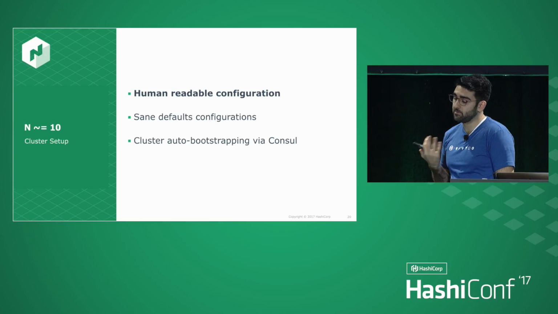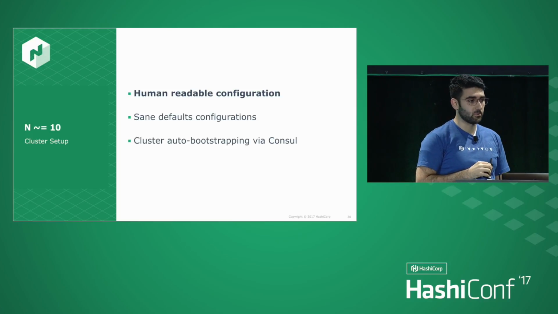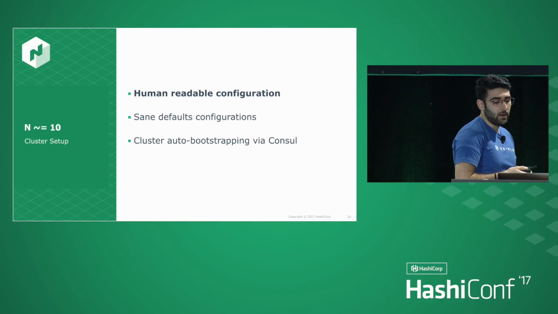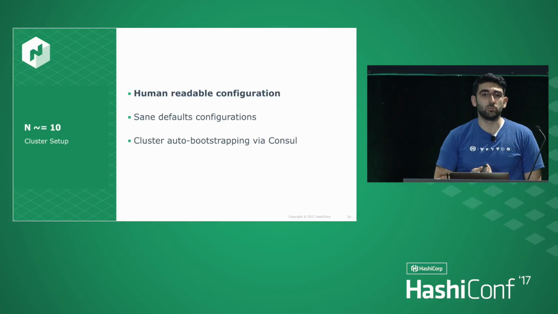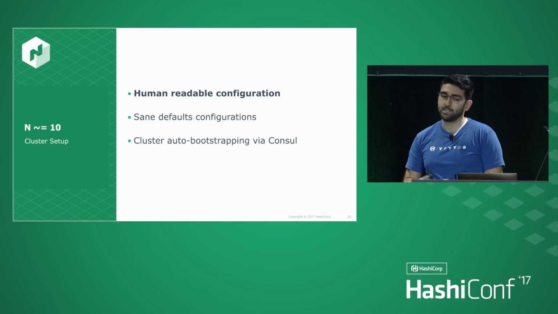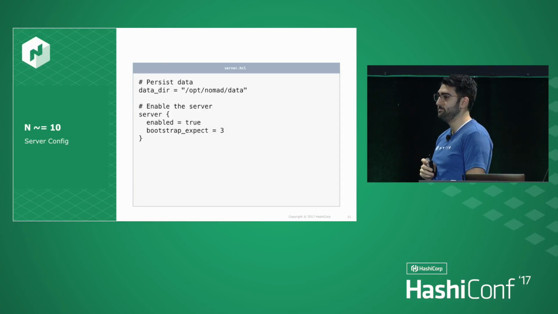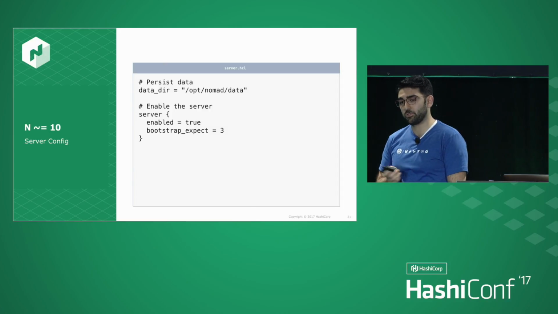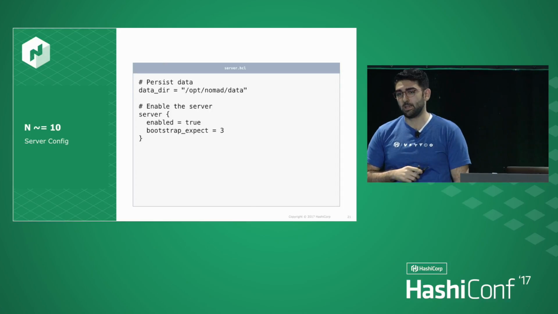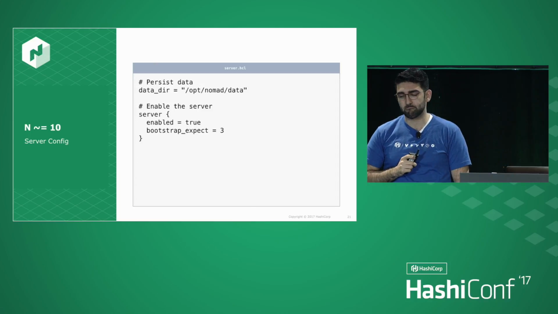So what are the features we do to help operators at this scale? The first is we use a very human-readable configuration. Anyone who's used any of our tools is probably familiar with HCL, the HashiCorp Configuration Language. And I want to show you what it would look like to bootstrap a highly available 3-server, 10-node Nomad cluster. This would be the server configuration. Datadir says, please write your data to this directory. Server enabled enables the server. And bootstrap_expect says, please run with a quorum size of 3.